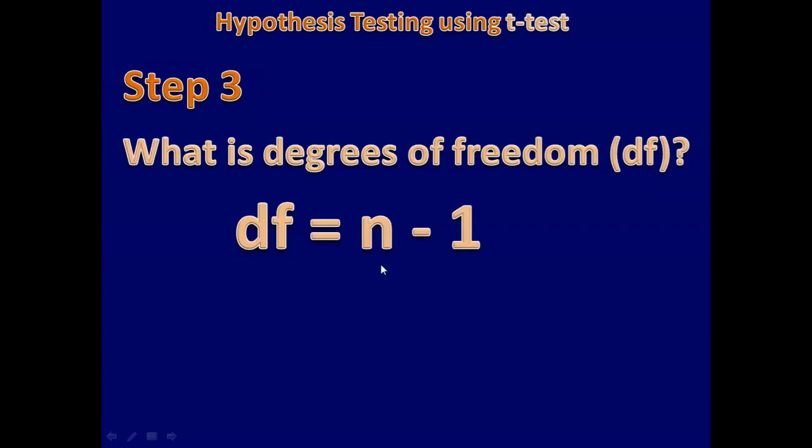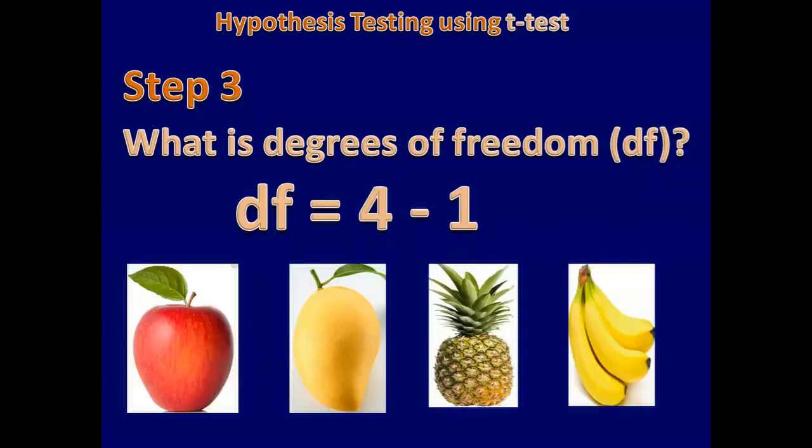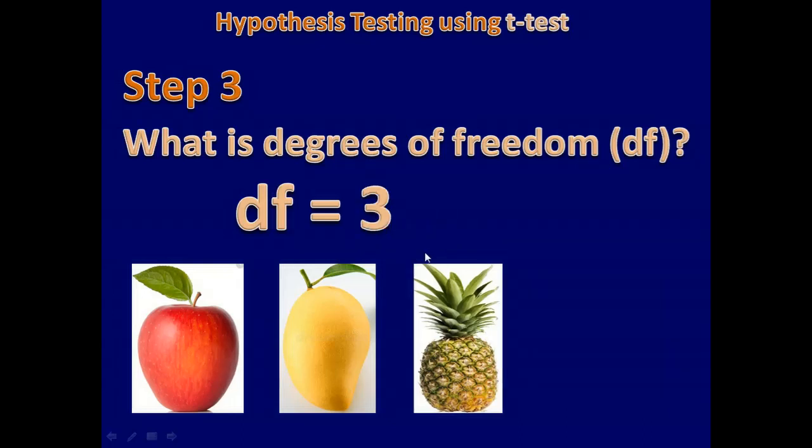But to demonstrate further, I have here 4 items, just to demonstrate how we can visualize what degrees of freedom is. Say you are offered these 4 fruits. You have the apple, the mango, the pineapple, and the banana. If you are offered these 4 fruits, that means your n is 4. Subtracted by 1, that gives us 3. That means the freedom of choice is only 3 because that is n minus 1.